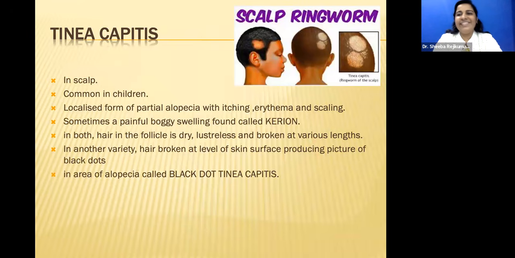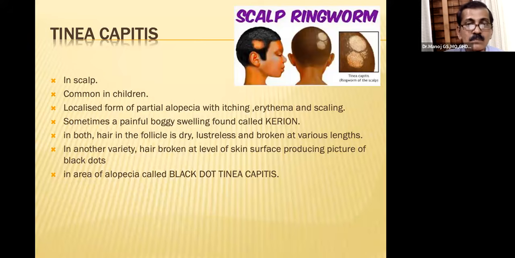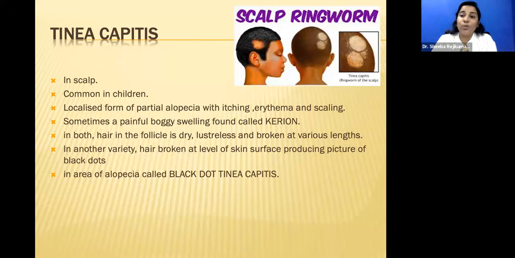So this is tinea capitis. Okay, a common condition in our OP that we are facing, which occurs mostly in the scalp of children, especially localized form of partial alopecia. You know, there can be a lot of cases where you can lose hair. Okay, it can be through an infection, it can be through hereditary conditions of alopecia. But in case of children, where there is localized form of partial alopecia with intense itching, erythema, and scaling, remember that it can be a case of fungal infection, tinea capitis. Sometimes you may get a boggy swelling on the scalp, which we usually call a case of kerion.